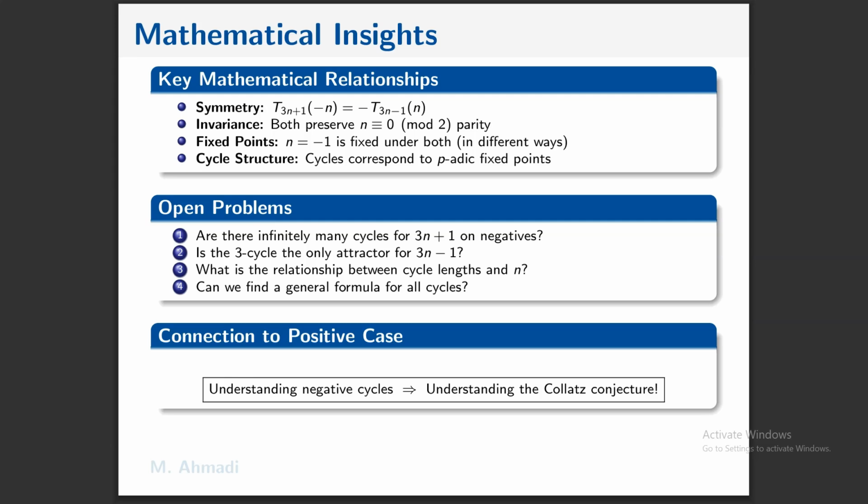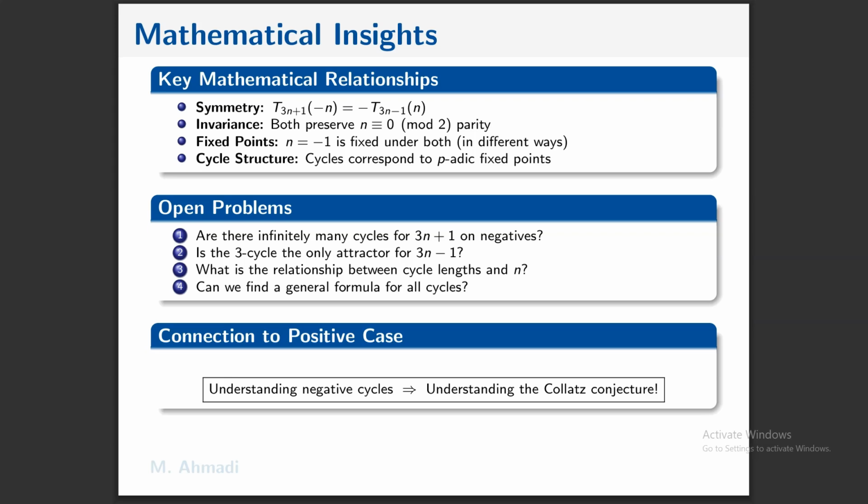And finally, the key mathematical relationships. Symmetry: 3n+1 minus n approximately equals -(3n-1) minus n. They are symmetric. Invariance is preserved when n is congruent to 0 mod 2. Fixed point: n = -1 is fixed under both, in different ways. Cycle structure: cycles correspond to periodic fixed points.